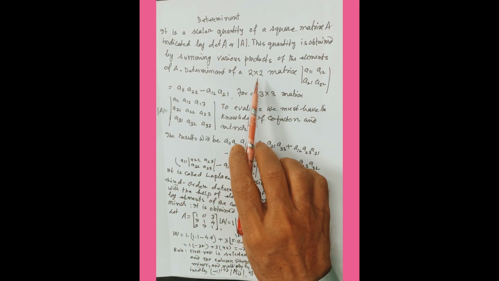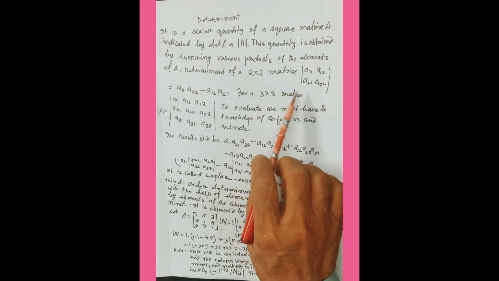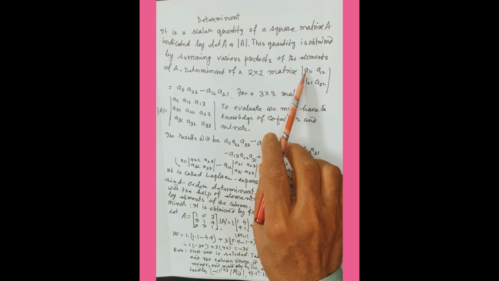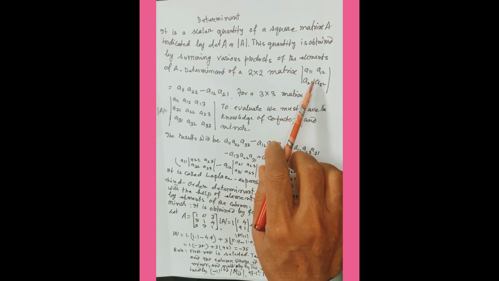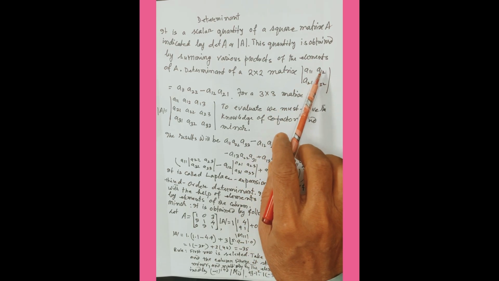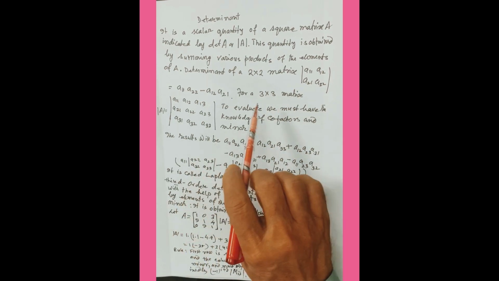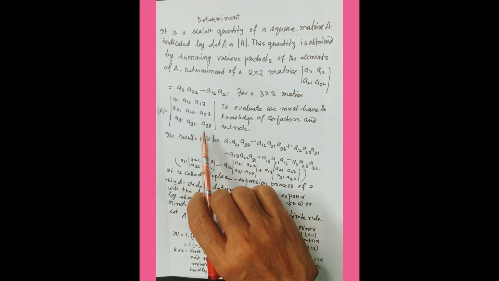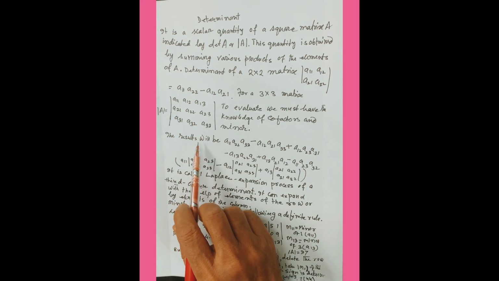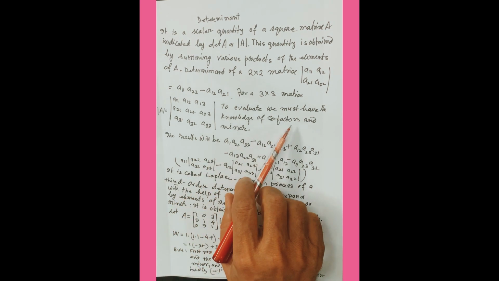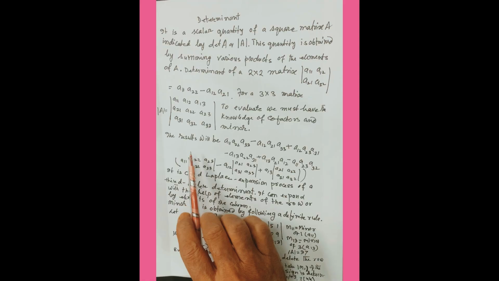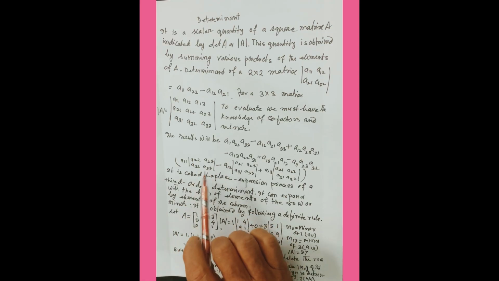So the determinant of a 2 by 2 matrix, it is a square matrix, 2 by 2, is easy. Say multiplication of the diagonal elements, A11, A22 minus A12 and A21. But for a 3 by 3 matrix, it is different. For a 3 by 3 square matrix, we must have knowledge of cofactors and minors. Now shortly it is like this. We'll discuss later on about cofactors and minors.